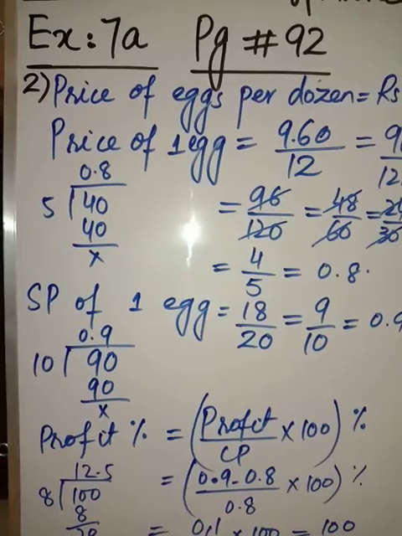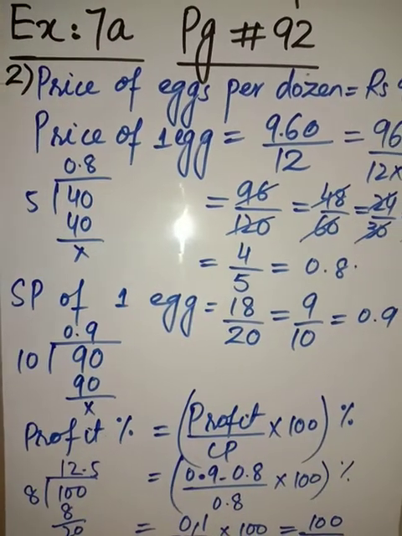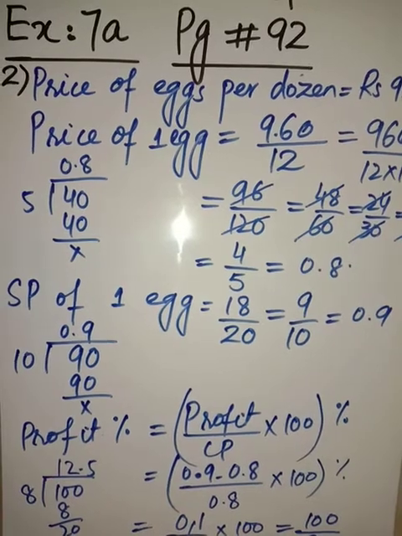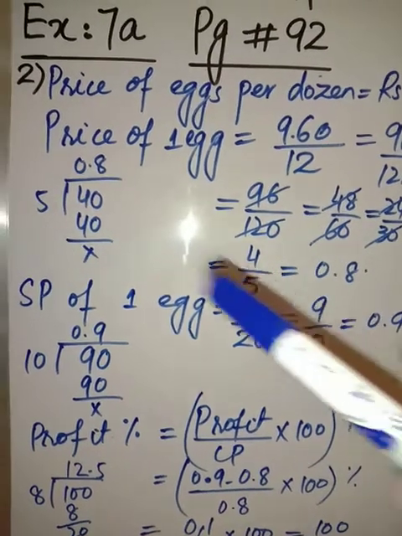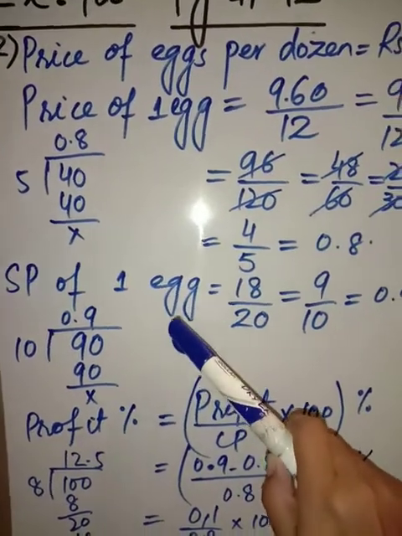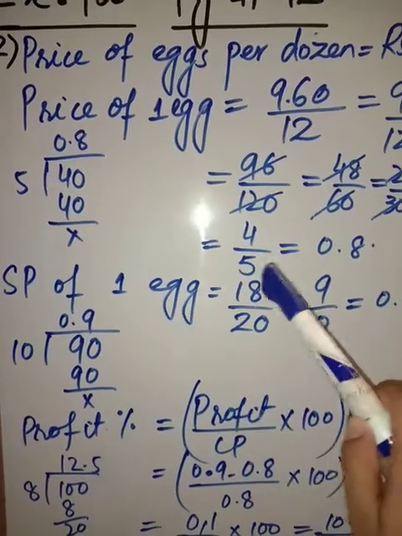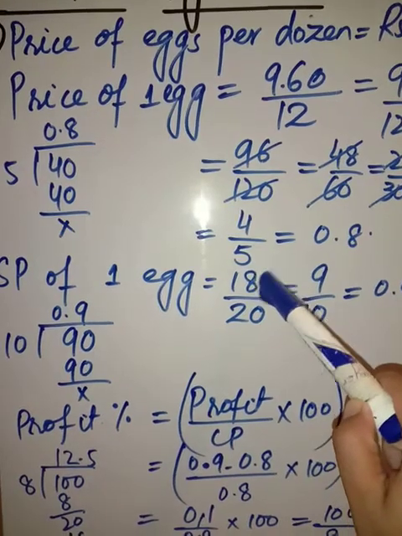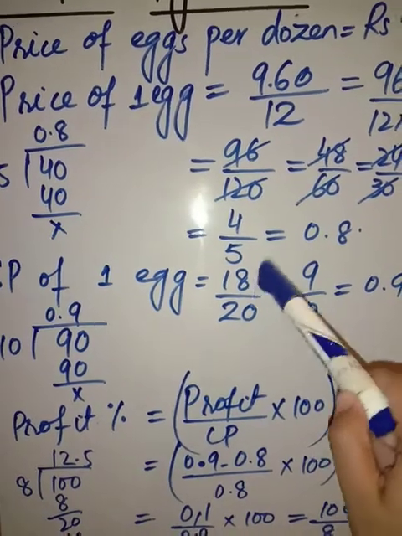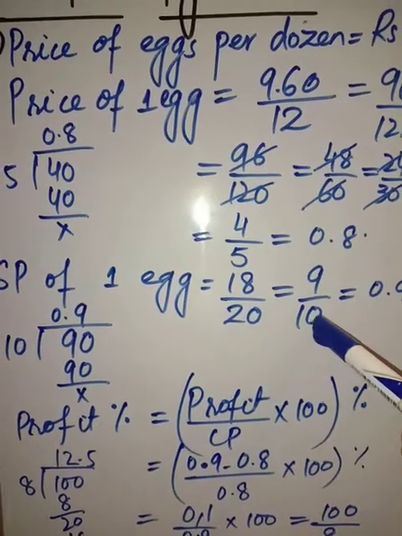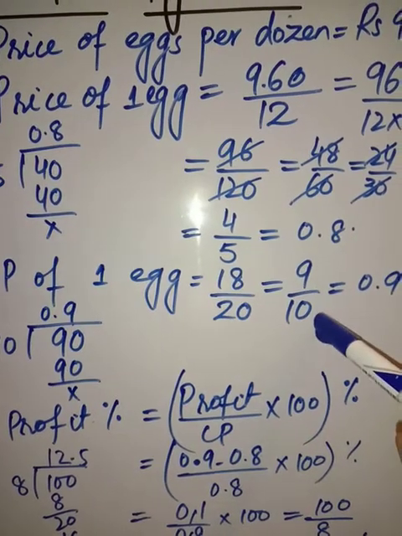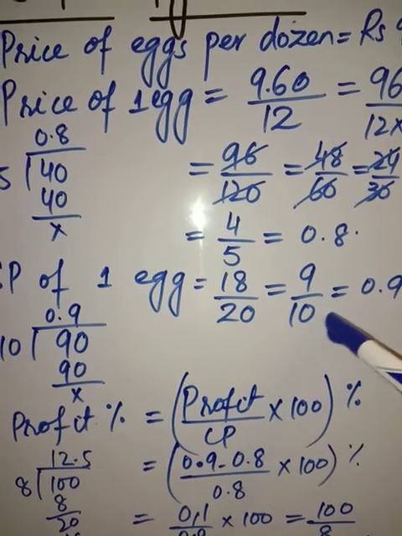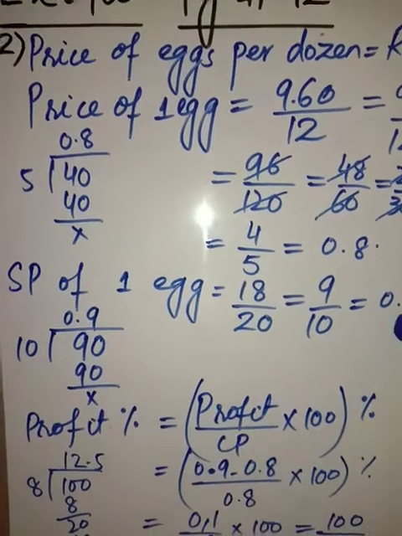So as we are given the selling price of 20 eggs is rupees 18, what would be the selling price of one egg? If the selling price of 20 eggs is rupees 18, what would be the price of one egg? You will divide 18 by 20. So 2 9s are 18, 2 10s are 20. You are left with 9 by 10. By dividing 9 and 10, you will get 0.9.